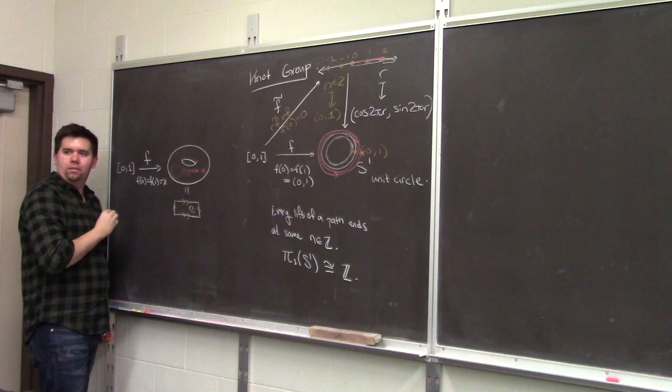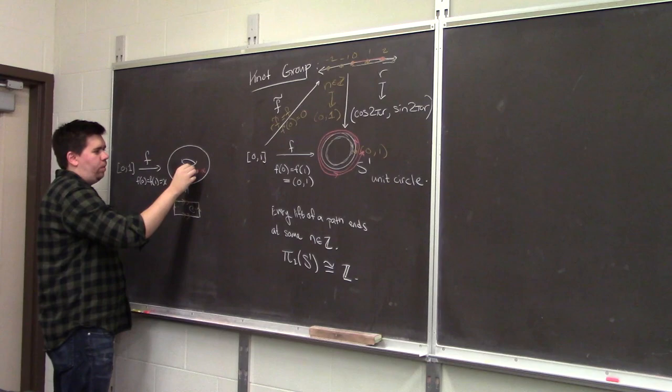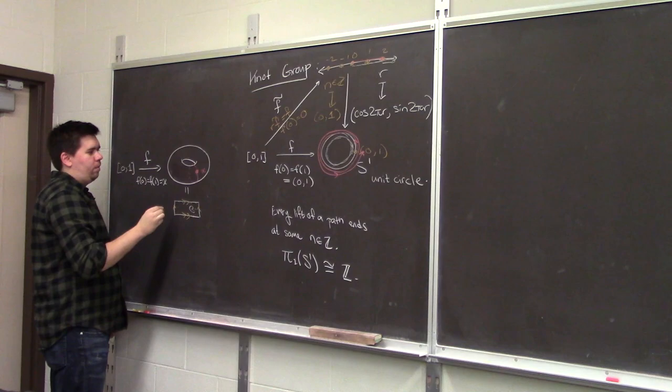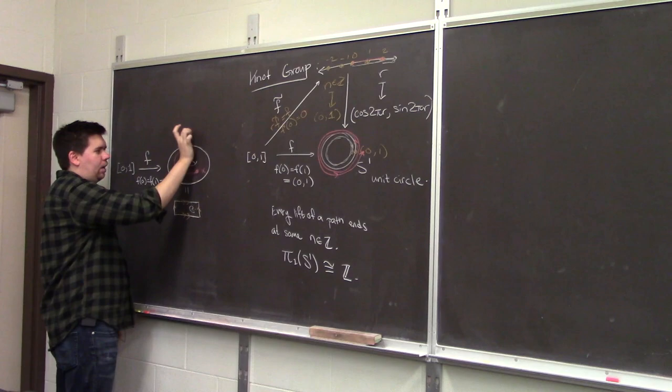But then, what's a more interesting loop? One that can't be homotoped away? One way to do it is you might go around like this. That's kind of interesting. It doesn't seem like you can homotope that because it's kind of stuck on there. Or you could go around like this. It's kind of interesting. You're like, well, is there anything else I could do?